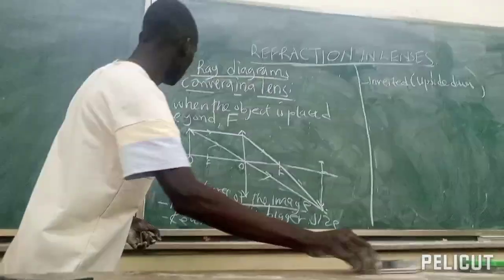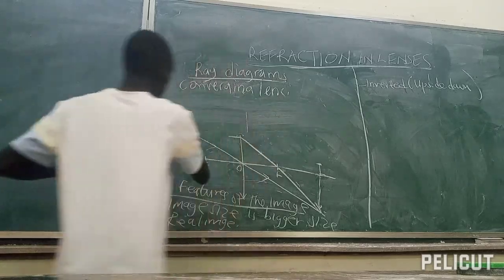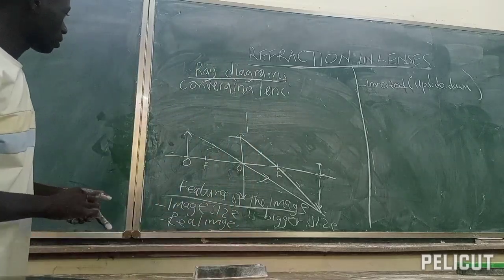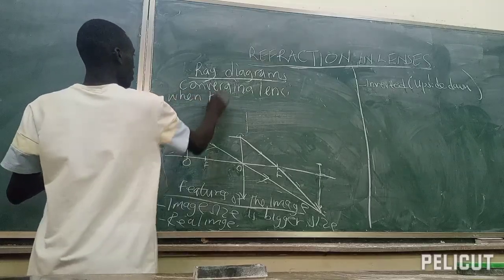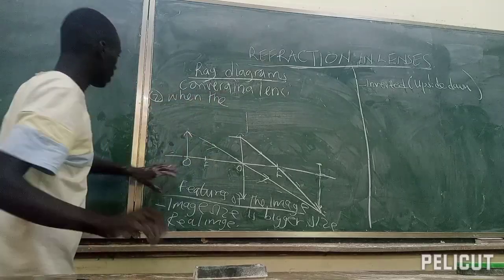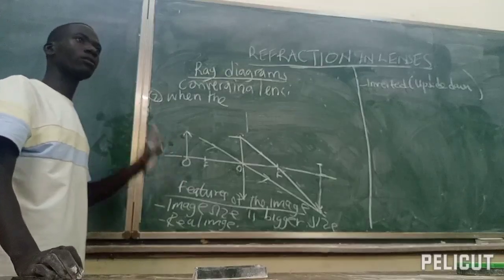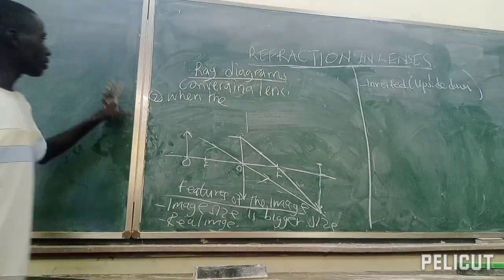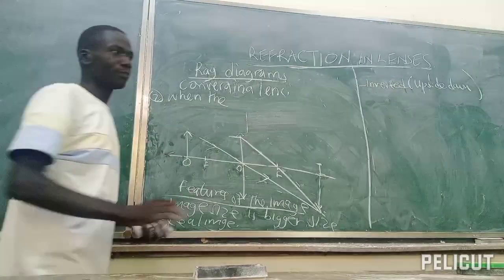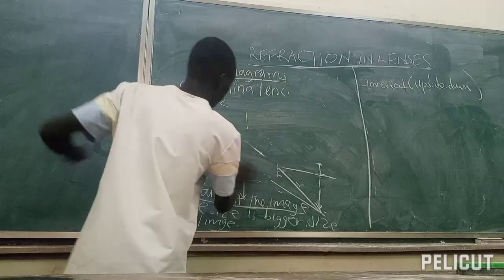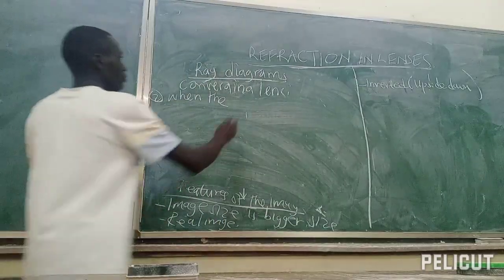So let us see when the object is now placed at something else. Another slide, another second part. The first one was when the object was placed beyond F. Now the second part is when the object is placed at something like 2F. Okay? So let us look at when the object is placed at 2F.